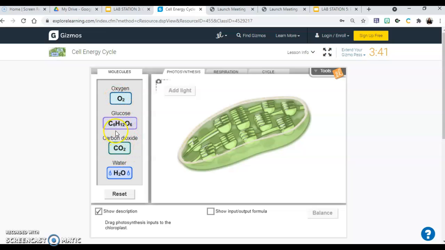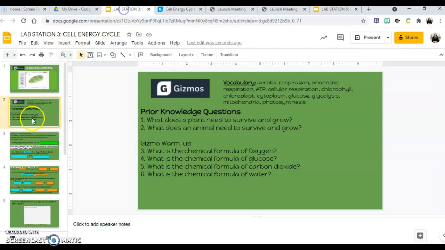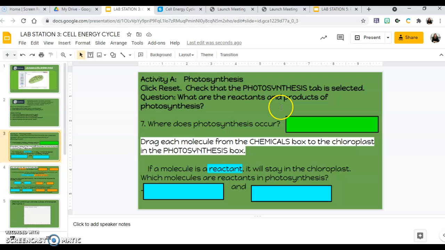O2, C6H12O6. Chemical formula means the compound form with the elements on there, not the name. So just copy them right from that slide. Okay, then we're going to look at photosynthesis.